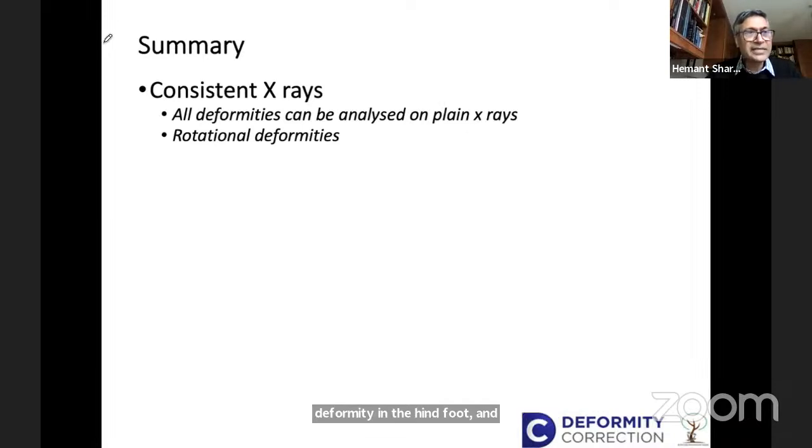And all deformities can be analyzed. All you need is an x-ray, and the rotation is a clinical examination that needs to be done separately.